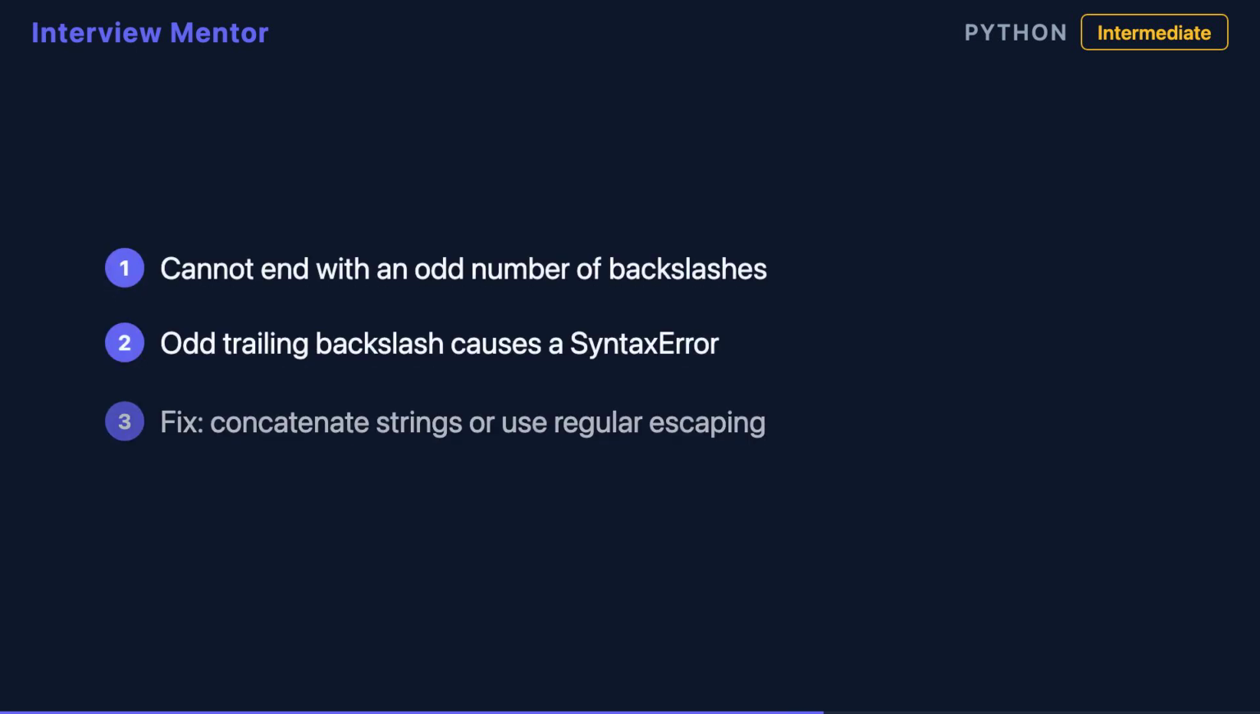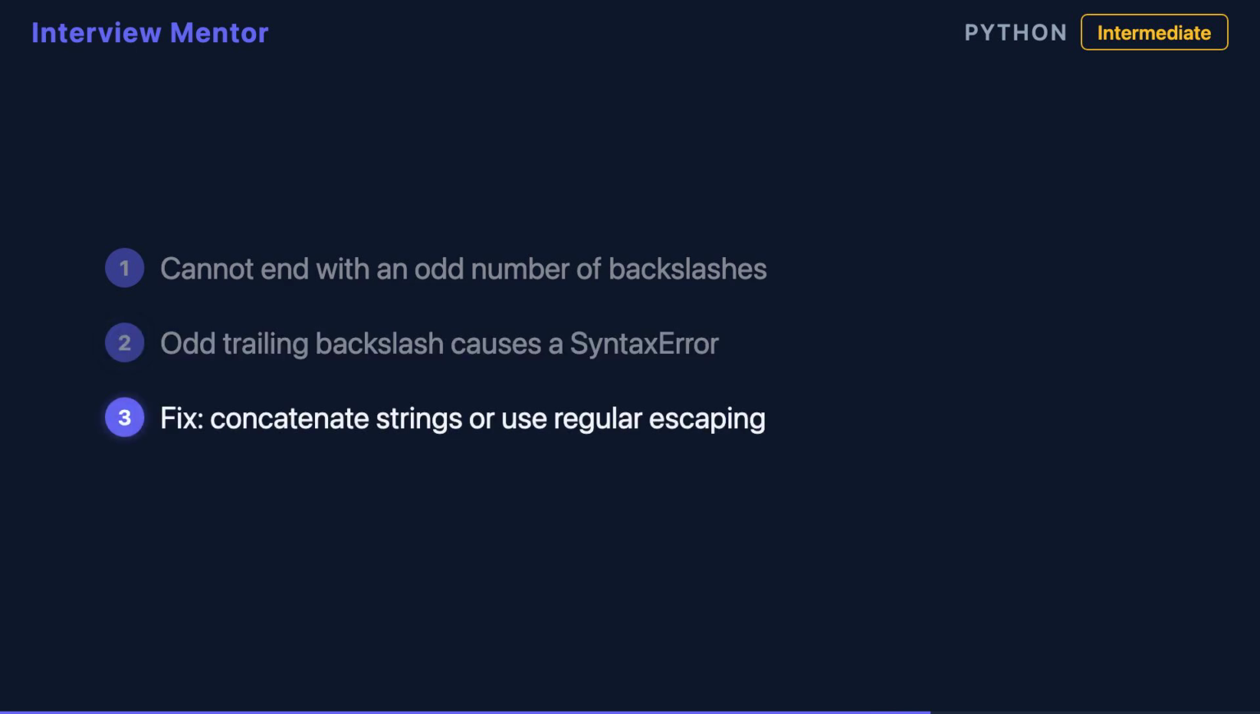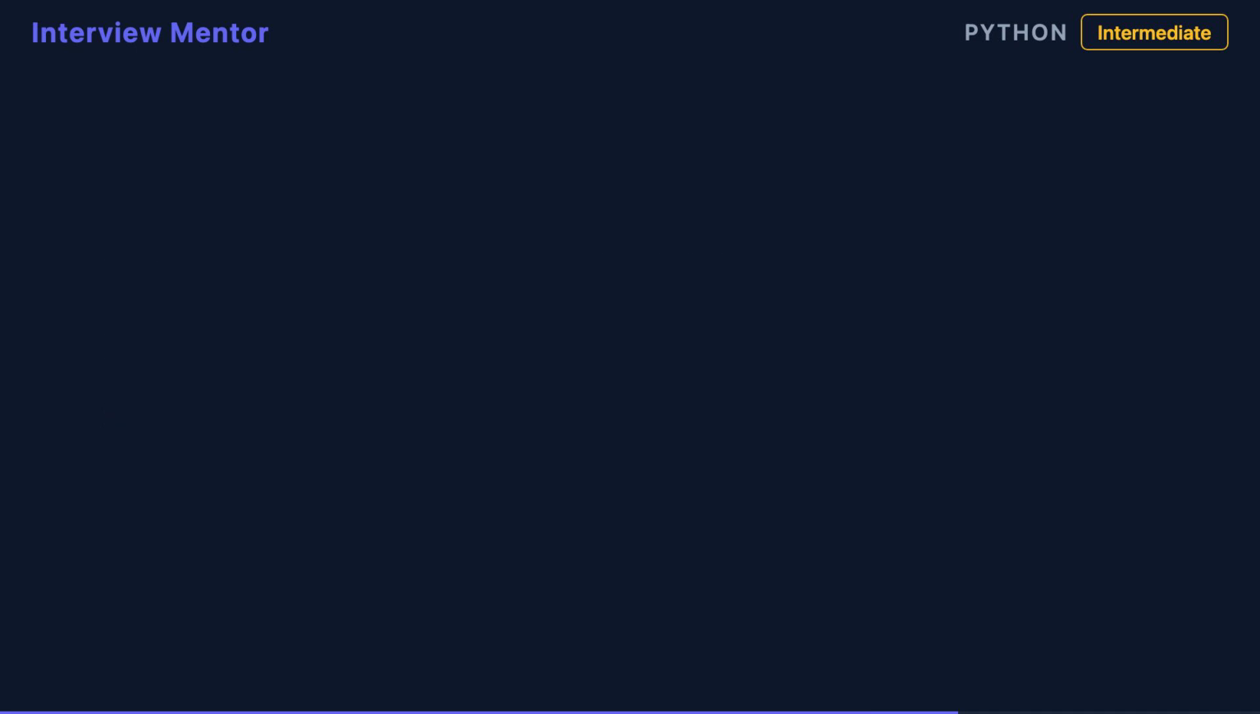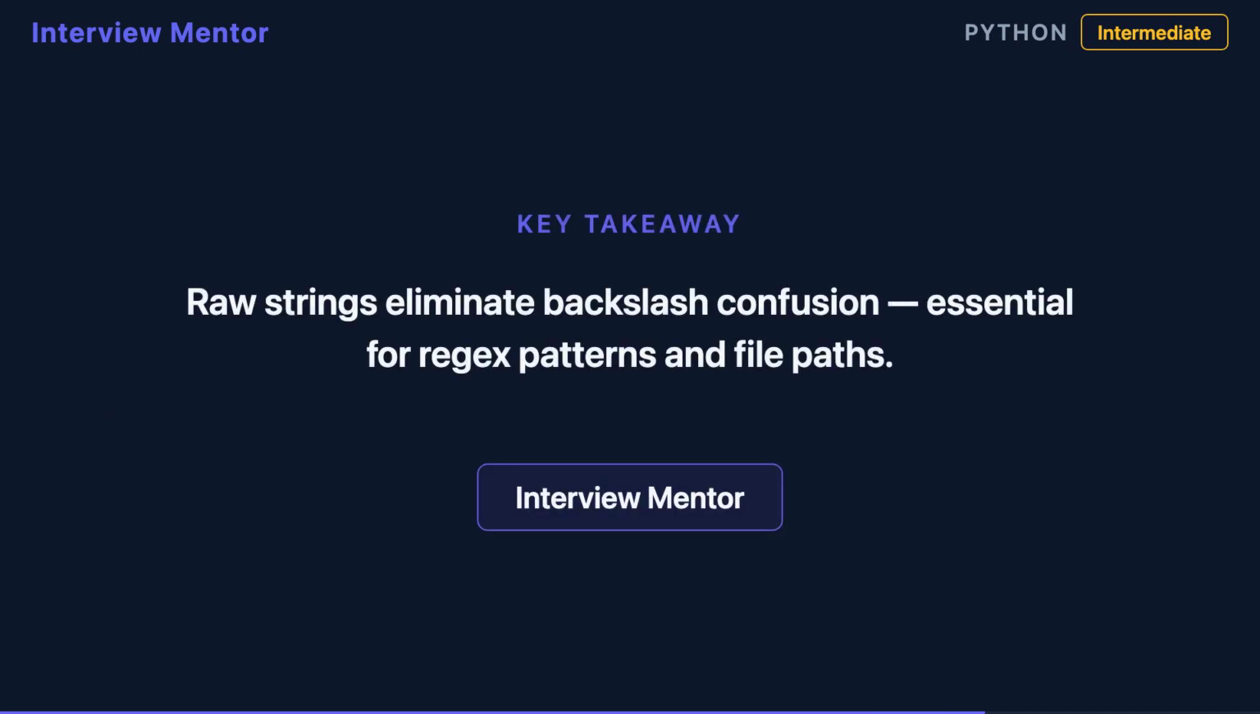One caveat. A raw string cannot end with an odd number of backslashes. The parser cannot determine where the string ends. Use concatenation or a regular string in that case. Use raw strings to avoid backslash confusion, especially in regex and file paths. Try rewriting a regex pattern with raw strings today.